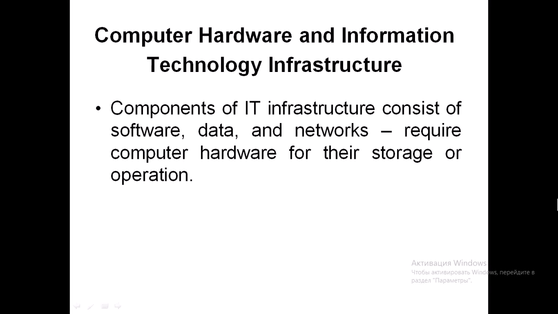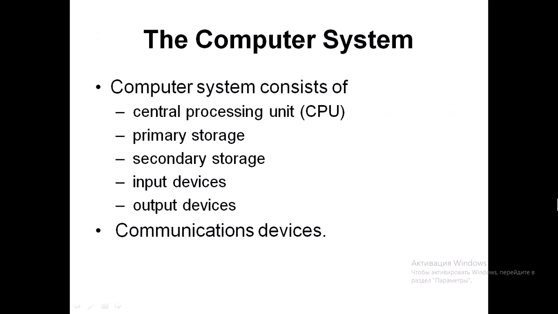Computer hardware and information technology infrastructure. Components of information technology infrastructure consist of software, data, and networks. They require computer hardware for their storage or operation. The computer system consists of a central processing unit, primary storage, secondary storage, input devices, output devices, and communication devices.